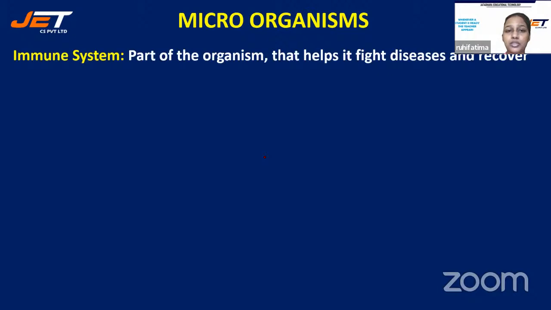Immune system. What is the immune system? The part of the organism that helps in fighting diseases and recovering. This is the part of your body which helps you in fighting diseases and helps in the recovery of the body.